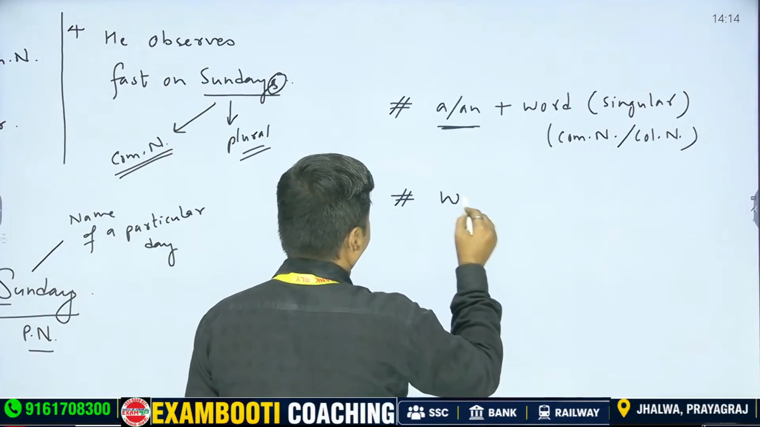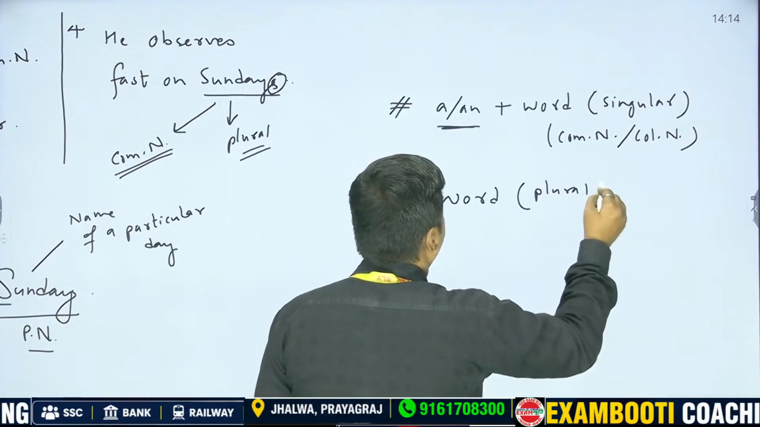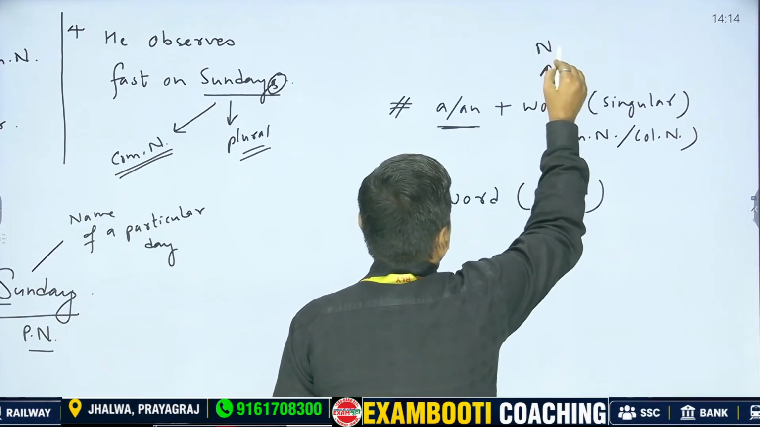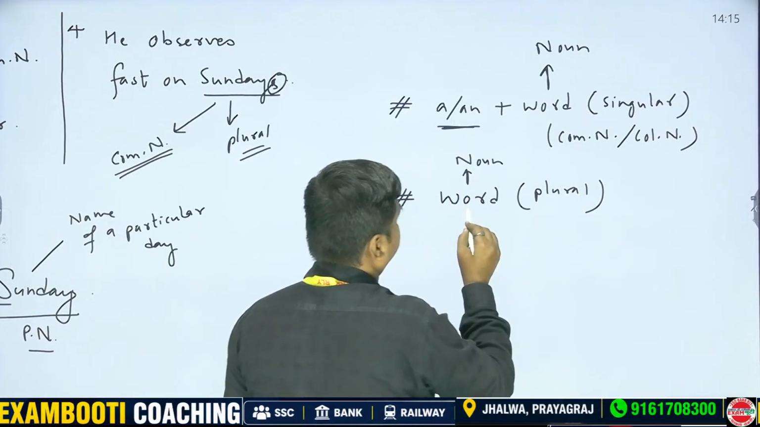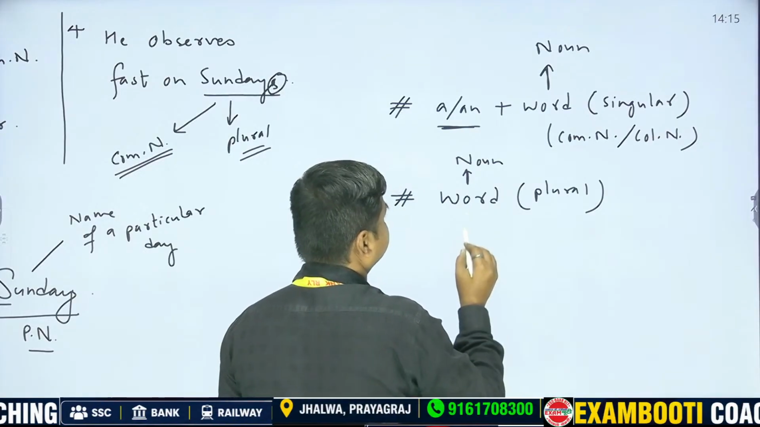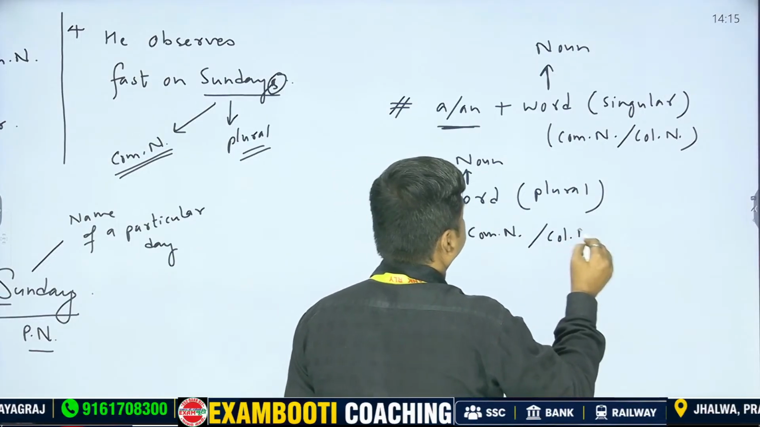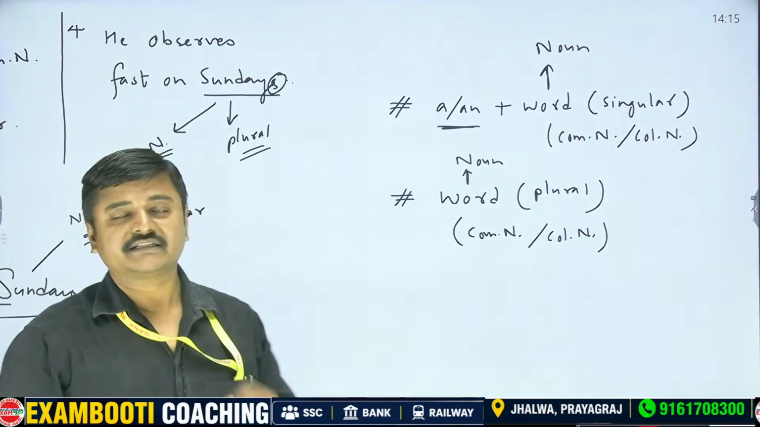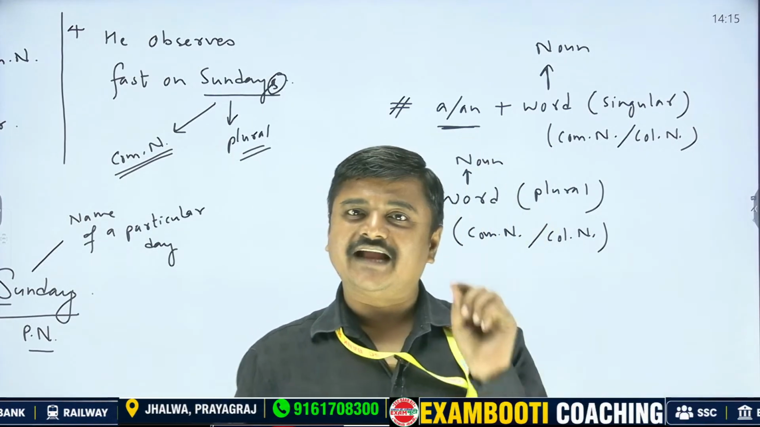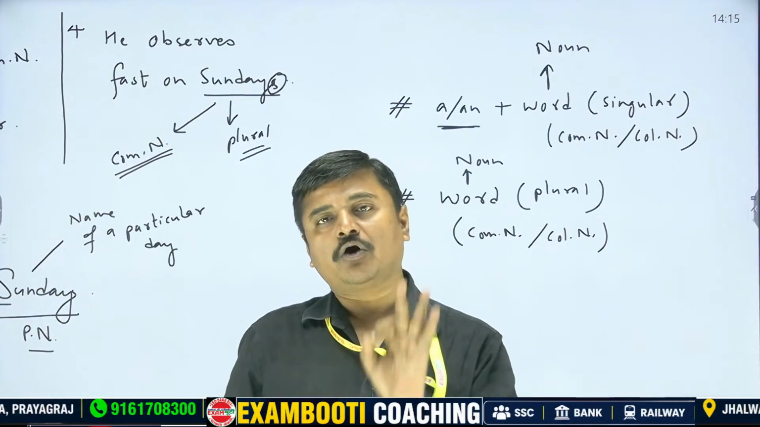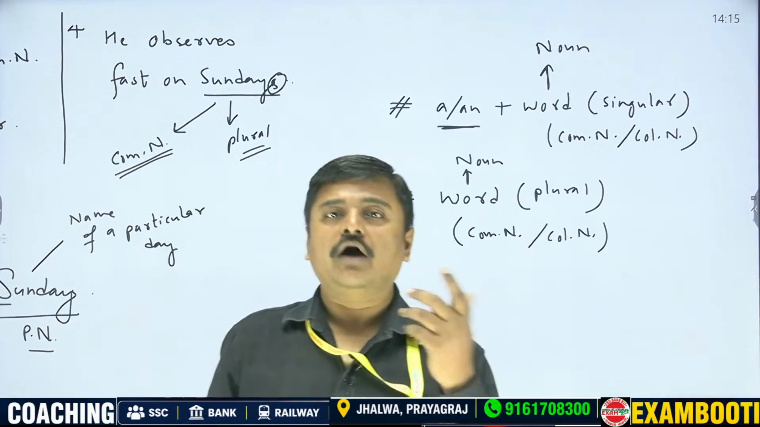And similarly, if you see a word that is plural, and when we say word, I am talking about a noun here. If a word is a noun and plural, it must be a common noun or a collective noun. Remember this. Always remember this. If there is a or an before a noun, it means that noun will be a collective noun or a common noun. There can be no other noun if there is a or an.